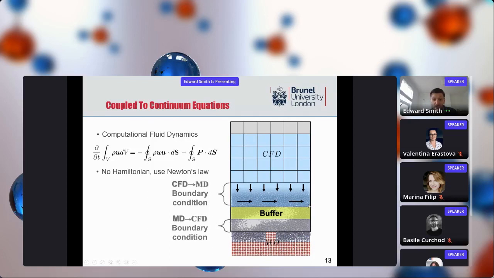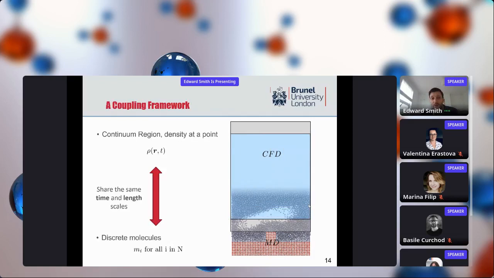And I'll present some results in a little bit, but first of all, I want to talk a little bit more about the coupling framework. So the problem we have here is of linking together a continuum field in density valid at each point in space to a discrete molecular system. These share the same time and length scales, but obviously exist in different paradigms. So how do we actually reconcile that?